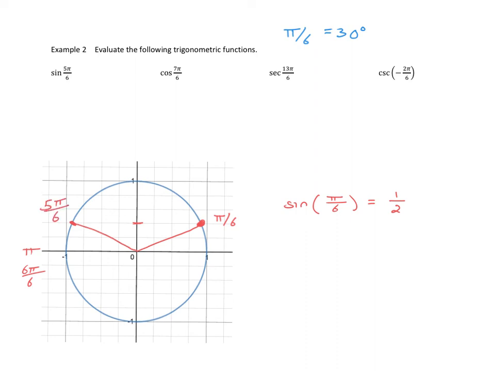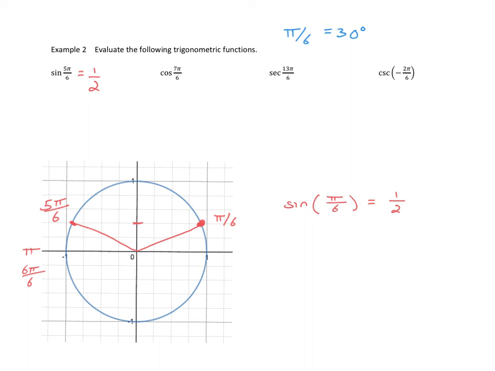What does that mean about sine of this angle? It's the y value, which equals the y value here. So the answer is, it's a half. So 1/2 is the answer to sine of 5 pi over 6. Great.